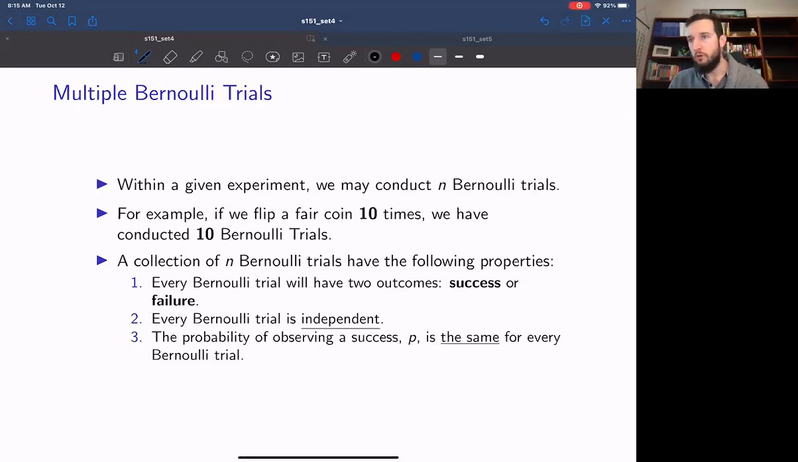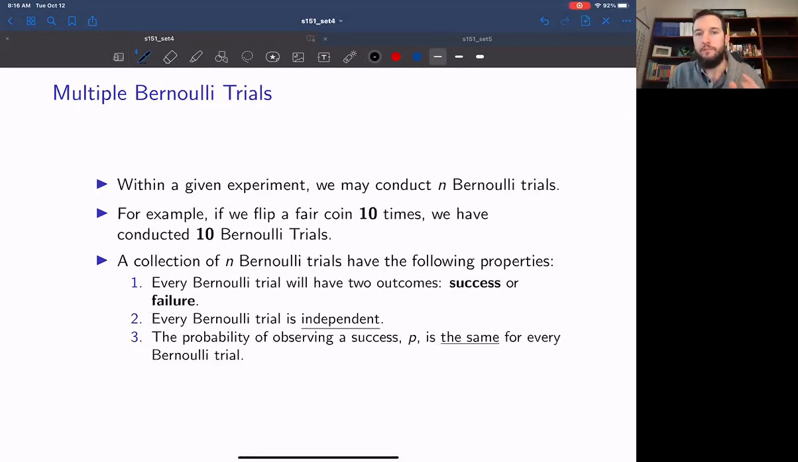So what the binomial distribution allows us to do is effectively account for all of these different combinations of outcomes such that we can compute the probability of observing some number of outcomes of interest within n Bernoulli trials.